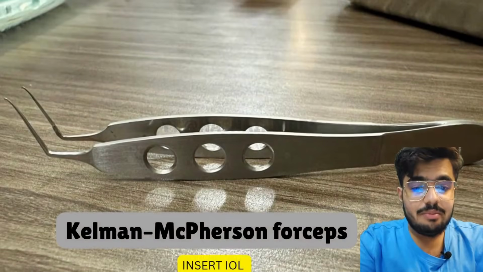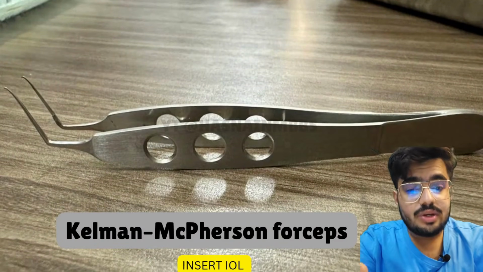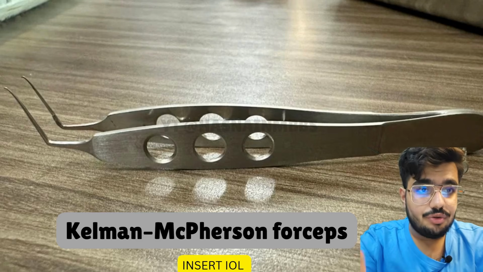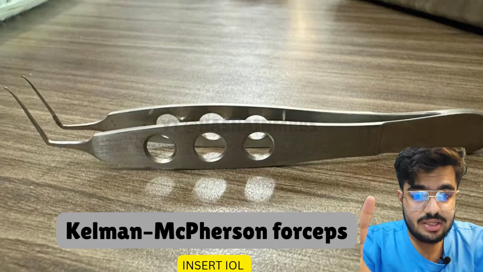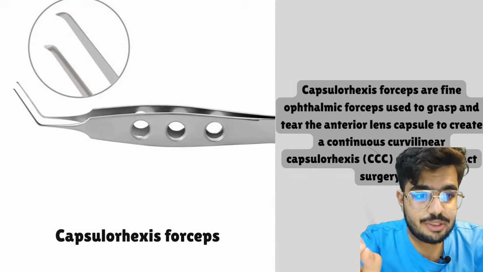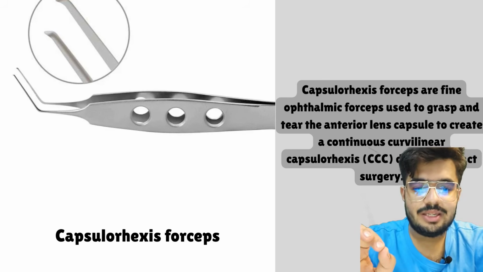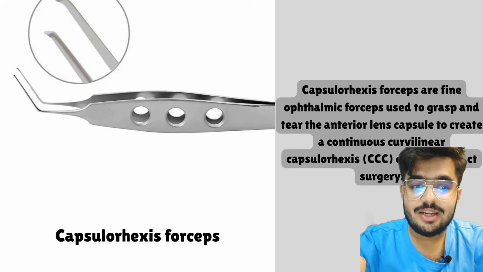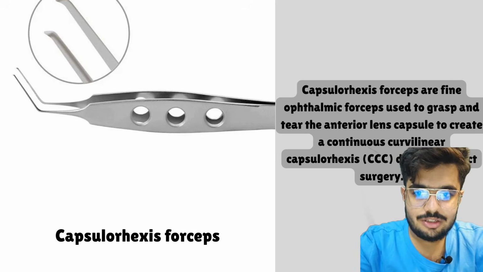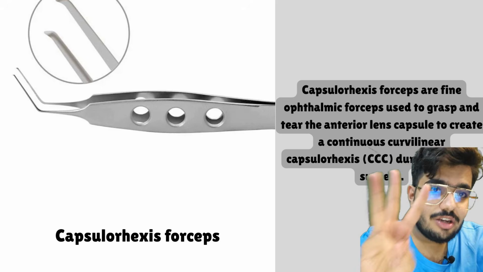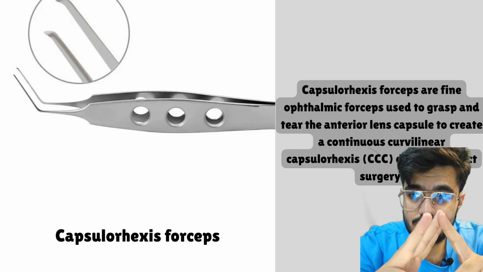Next one is our Kalman-McPherson forceps. Look, Kalman-McPherson forceps is used to insert the intraocular lens during the cataract surgery. Third one is our capsulorhexis forceps. It's a fine ophthalmic forceps used to grasp and tear the anterior capsule to create the continuous curvilinear capsulorhexis during cataract surgery.